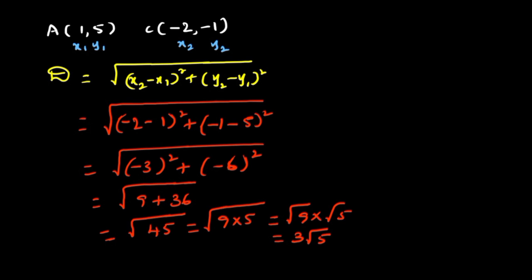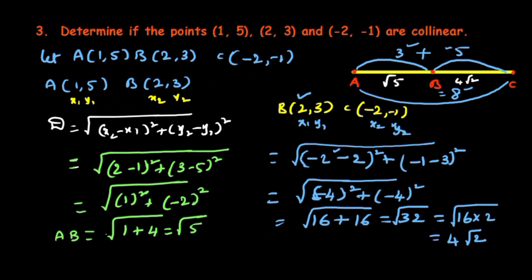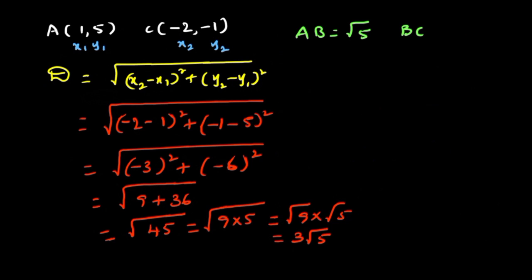So once again, what did we get for AB? AB equals root 5. And BC we got 4 root 2. Now AC we got is 3 root 5. Okay, now we should check whether the sum of the two distances, that means if AB plus BC is equal to AC, yes, then it is collinear points.